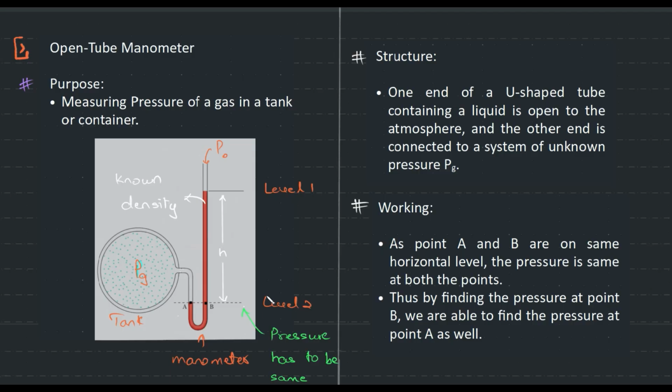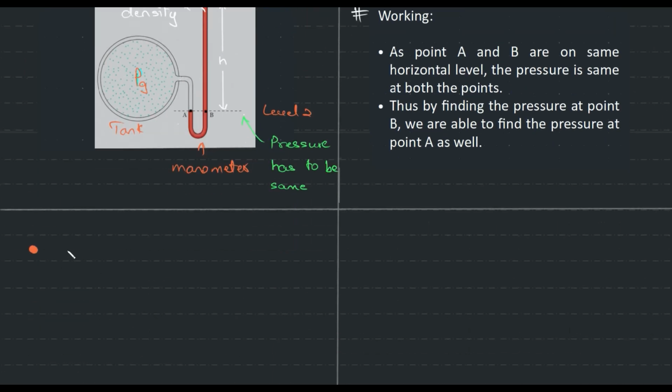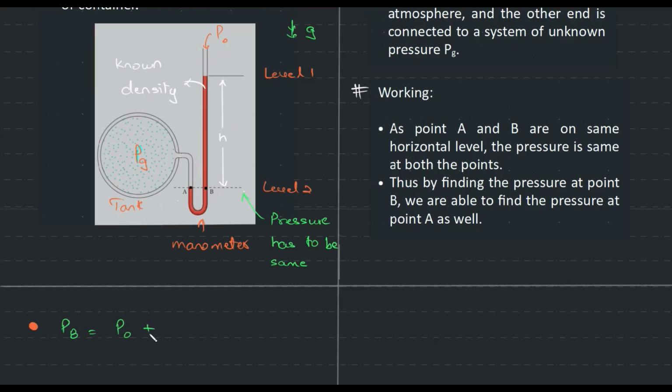We'll have to make use of the known density of the liquid, then the height and the acceleration due to gravity. All of that information we need to make use of and figure out. So PB is equal to P naught, that's the weight that PB is carrying, and also the weight of the liquid column, rho g h.